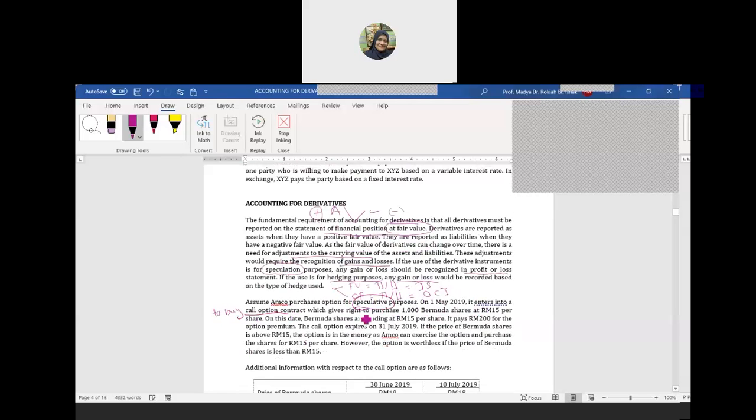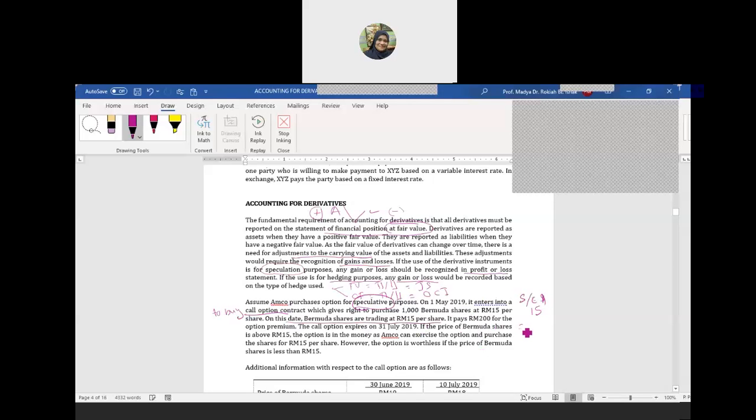Okay, to purchase 1,000 Bermuda shares at the price of 15 ringgit. So the strike price, or the exercise price, is 15 ringgit. And it's paid 200 here. On this date, the Bermuda shares for trading are also at 15 ringgit.